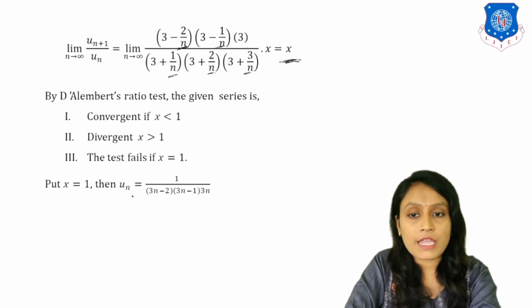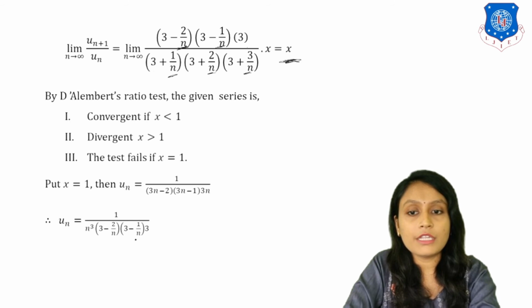Okay, now to check whether this series un is convergent or not, we will apply the limit comparison test. So take n common from the denominator. So here we have n cube, right? And the other terms are (3 minus 2 upon n), (3 minus 1 upon n) into 3. Now consider Vn as what? 1 upon n cube. Okay, so here we have Vn equal to 1 upon n cube.